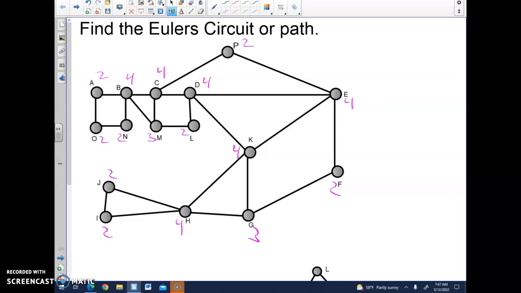Now, if you have all even vertices, you can do a circuit. If you have 2 odd vertices, you have to start at one odd and end at the other odd. You're not going to know the path ahead of time. Okay? So I'm just going to start.